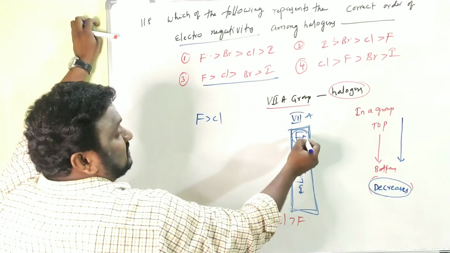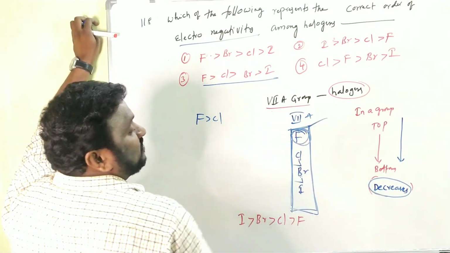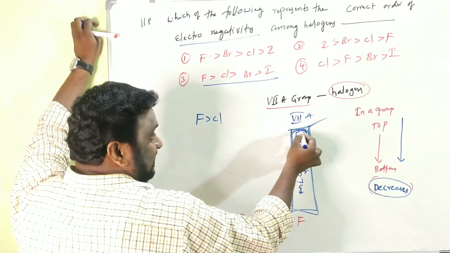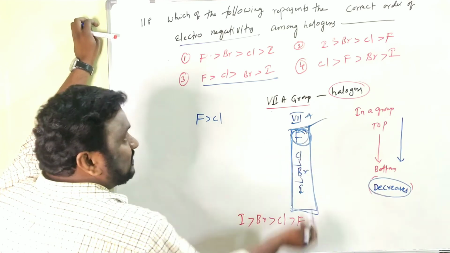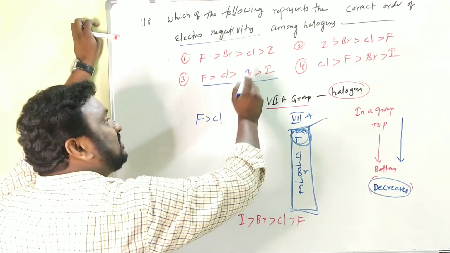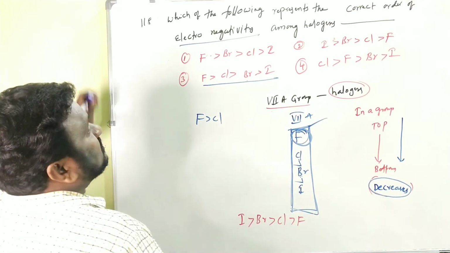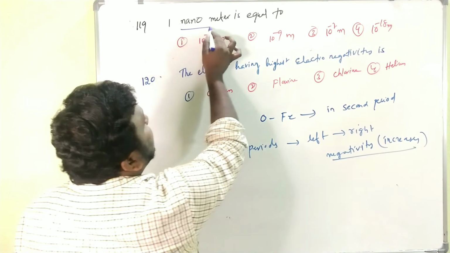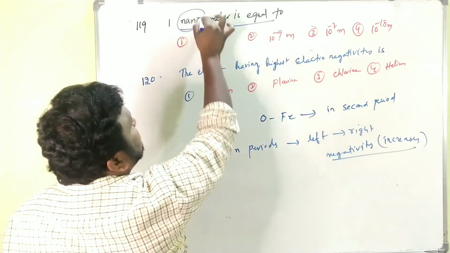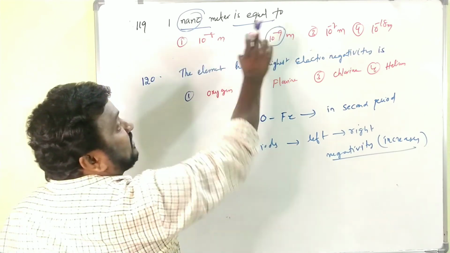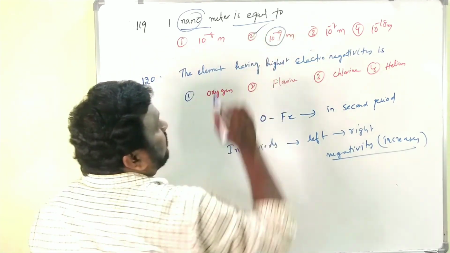That means the element at the top is greater compared to the remaining. Clear? The element which is at the top should have more value compared to others. That's why F is greater than Cl, Cl is greater than bromine, and again iodine, like that. So the third option is the correct one. 1 nanometer is equal to, nano means 10 power of minus 9. That's why the second option is the right one.